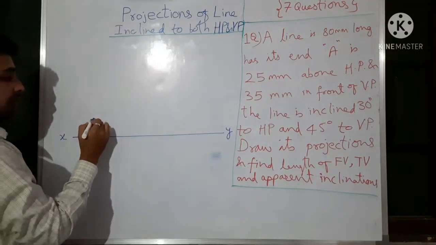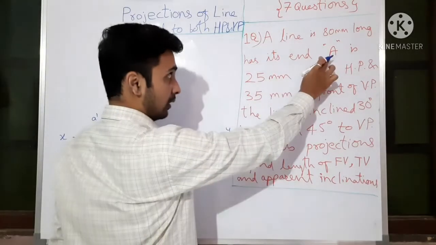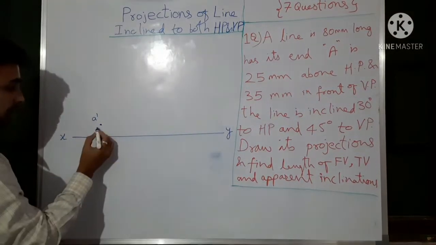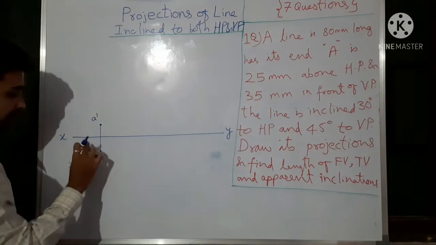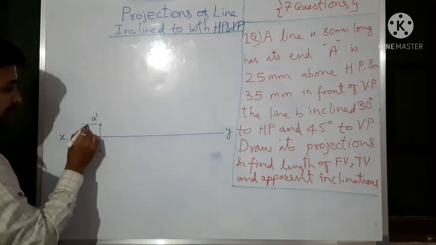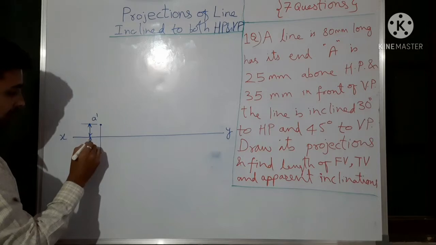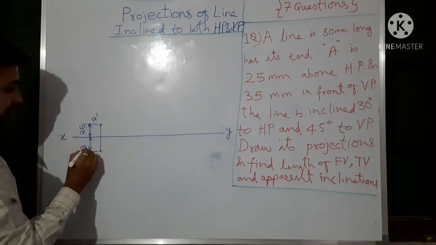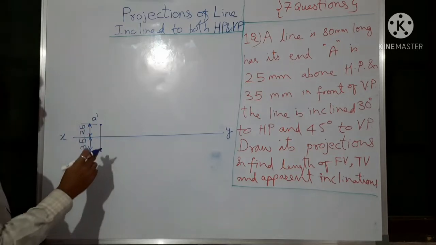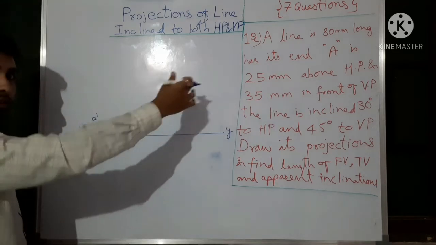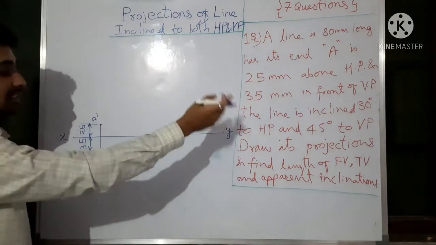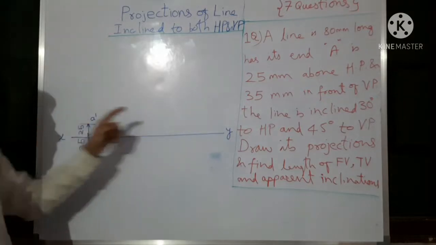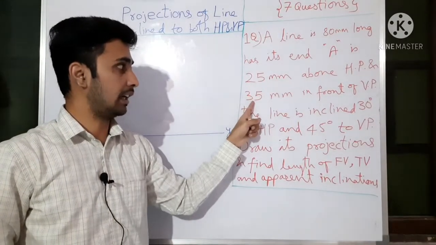What is end A? Above HP, front view we will be getting A dash. The same end A itself 35 mm in front of VP. So in front of VP means downside we will be getting top view. Assuming this distance as 35, because I am not using exact scale, we will consider this distance is 25 and this distance is 35. Okay, end A only we are talking about. Other end of line is B, that we will see after next step. So first step is end A is 25 mm above HP, 25 mm above XY line. The end A only in front of VP 35 mm this side.